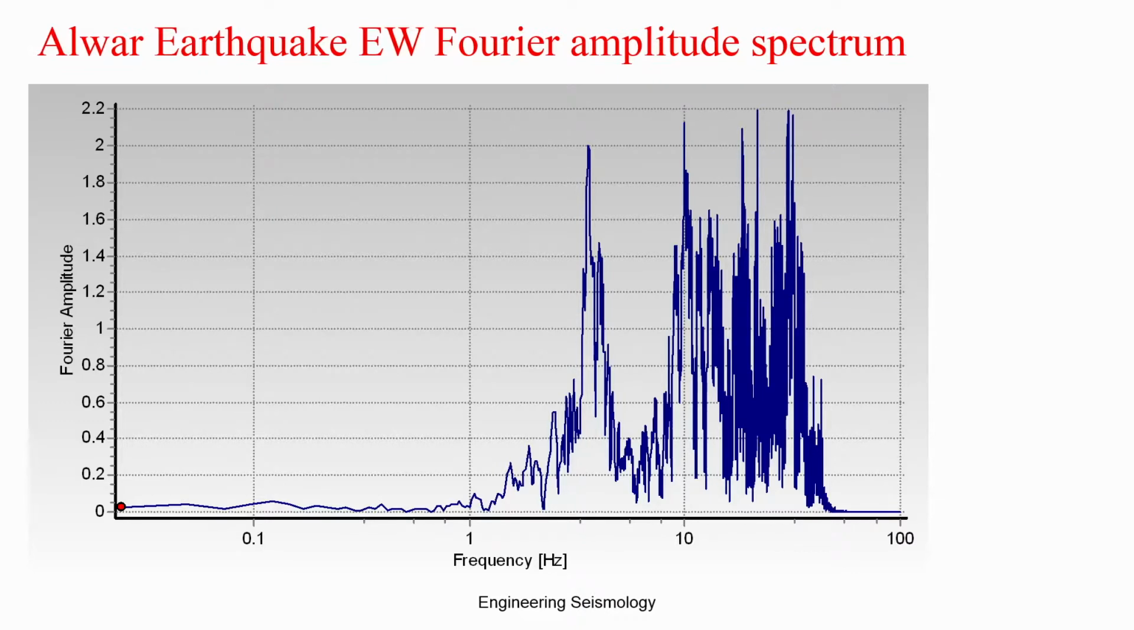So with this we will close today's class. Next class we will be discussing the corner frequency, cutoff frequency and Fourier amplitude spectrum, how it varies for the different components of the data, and how this will be useful for other applications in engineering seismology.